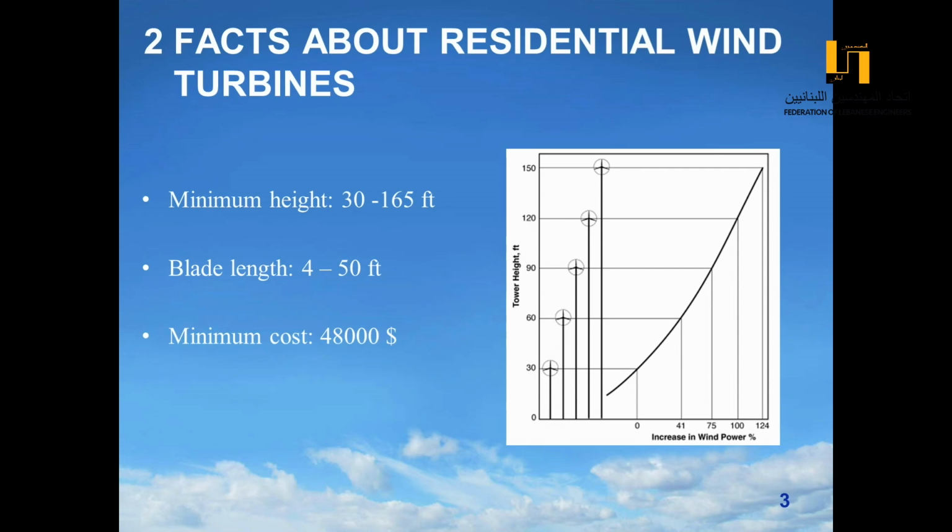Now let's talk about some facts concerning the residential wind turbines, which are the minimum height of the tower is about 30 feet and the maximum height is about 165 feet. The blade length ranges between 4 to 50 feet, and the minimum cost is about $48,000. And as you can see in this graph, the wind power is affected by the tower height.